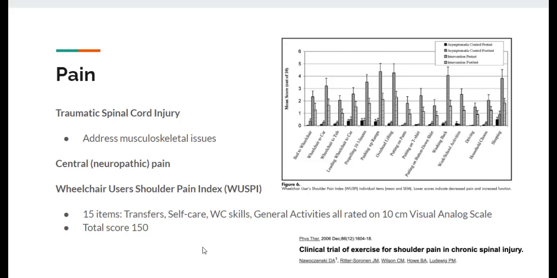Okay, so this is a nice index, the wheelchair user shoulder pain index. I'm giving you this because if you're working in an outpatient facility, you're likely to see a wheelchair-dependent person for shoulder pain. And so this makes a really nice outcome measure specific to that.